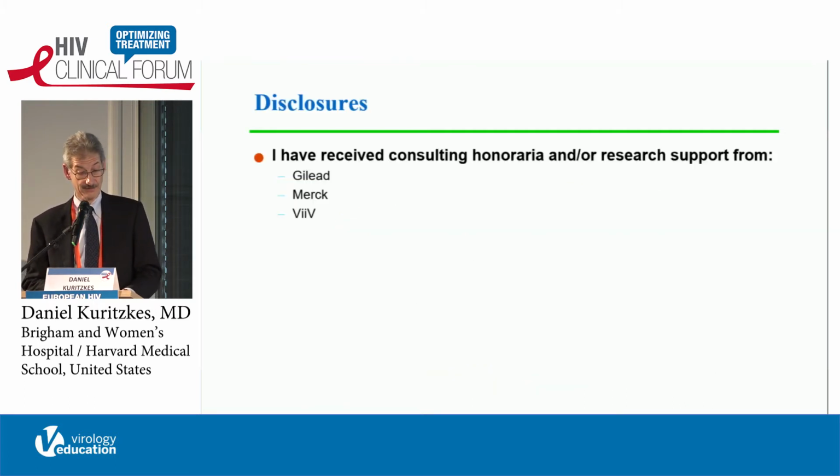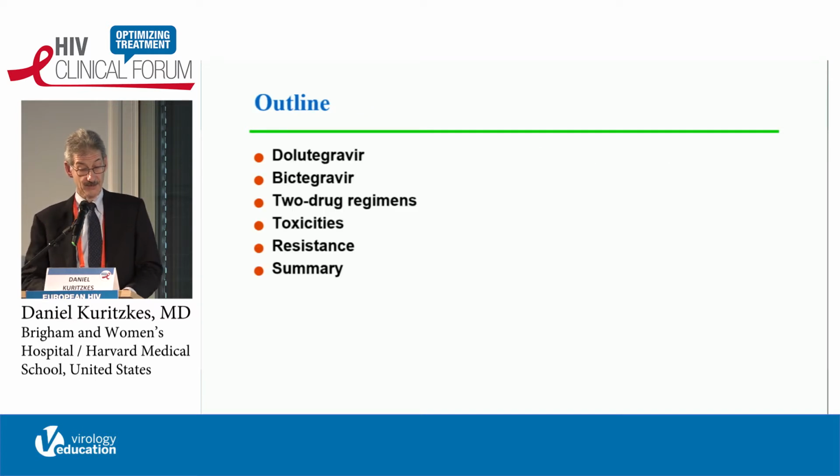These are my disclosures. So I'll talk about dolutegravir and bictegravir. I'll say a bit about two-drug regimens because there are now data for the use of two-drug regimens as initial therapy. As I mentioned, I'll review some of the new data on toxicities, say a few words about resistance, and then summarize.